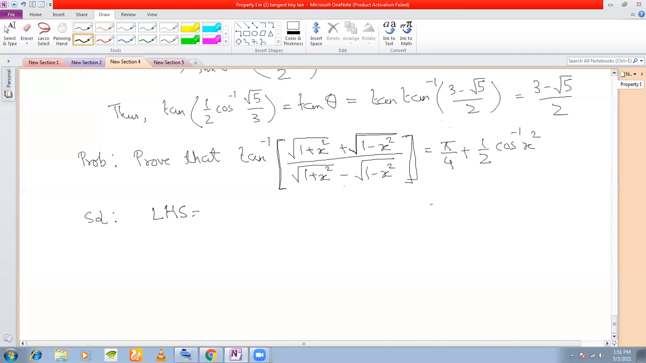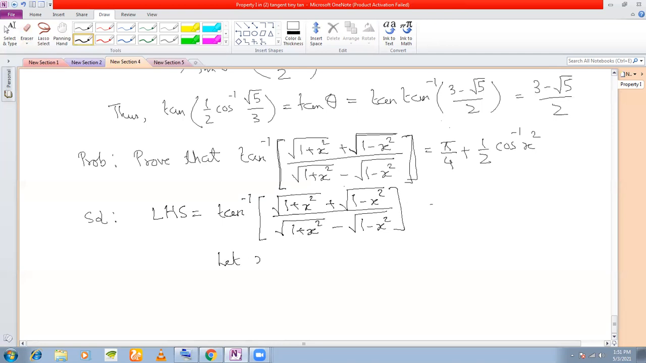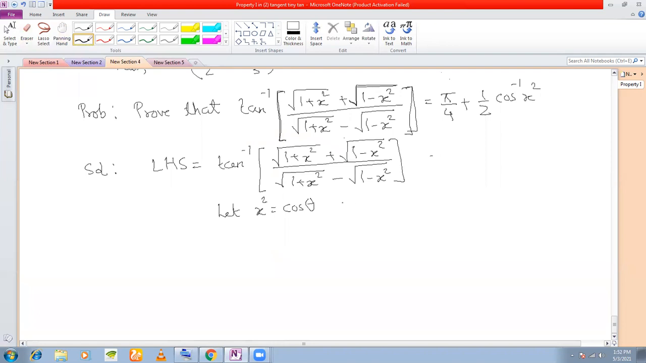So let us see. This is a little special kind of example. Let us start with the left hand side. The left hand side is tan inverse of (root 1 plus x square plus root 1 minus x square) divided by (root 1 plus x square minus root 1 minus x square). Here I say let x square be equal to cos theta. You can take cos 2 theta also, no problem. If x square is equal to cos theta, then theta must be equal to cos inverse x square. We shall be using this a little later, not now.